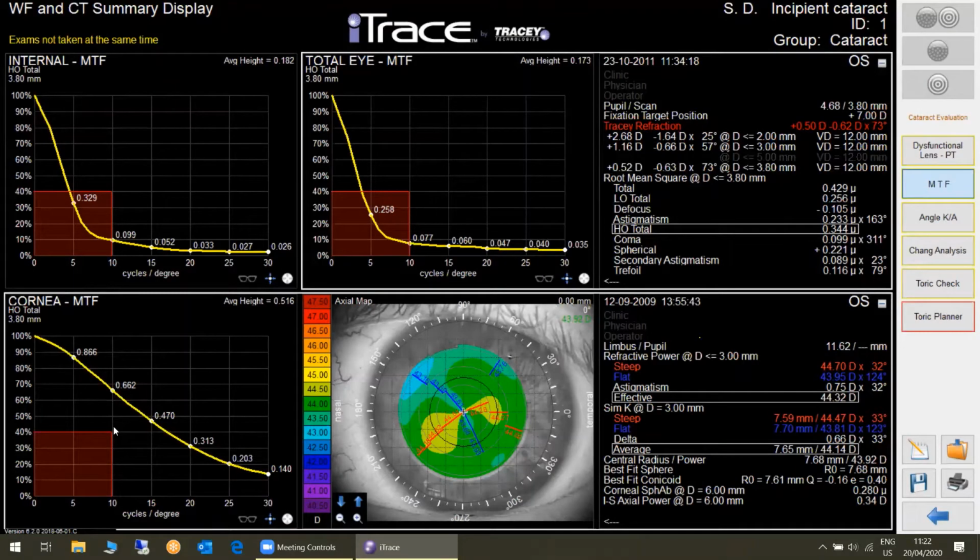Perhaps it will help you if I correlate with something you know. This line of 10 cycles per degree almost coincides with the 1.0. The 5 coincides with 0.8. The 15 is 1.2, 1.5, 1.8.